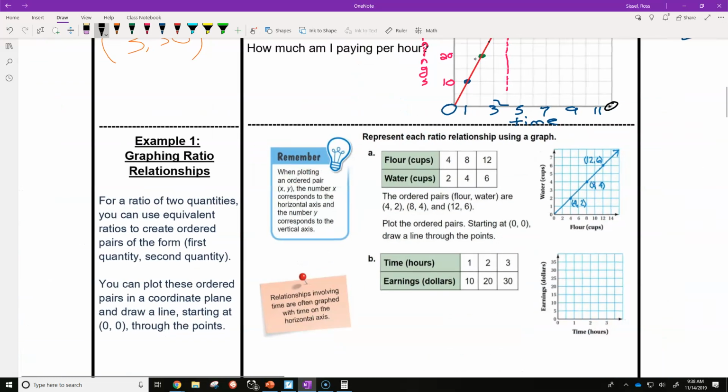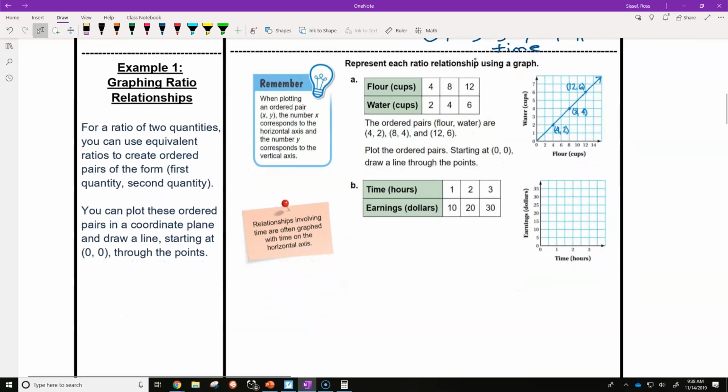Alright, let's look at example 1. Let's get going on this pretty quick. This should not take us long. Good. We're actually doing great on time. You guys are awesome.